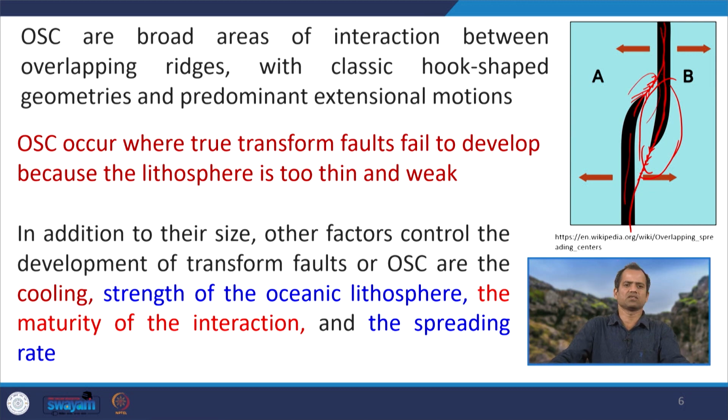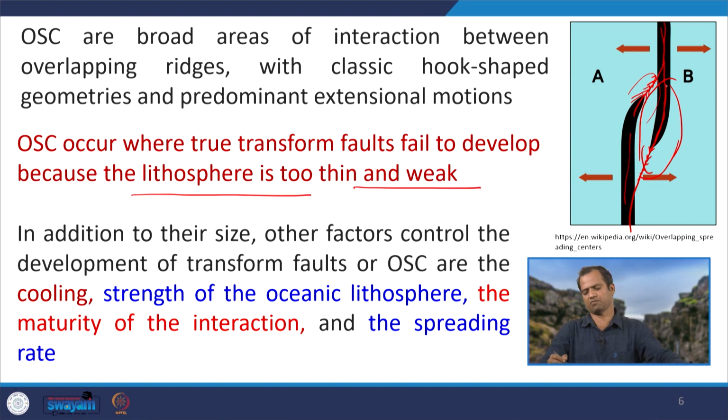So, OCS occur where true transform faults fail to develop because the lithosphere is thin and weak, as we have already discussed, where a true rigid transform fault is not able to develop. So, that is why this type of overlapping spreading center forms, and that is why here the lithosphere is very thin and weak, that is why this type of arrangement occurs.